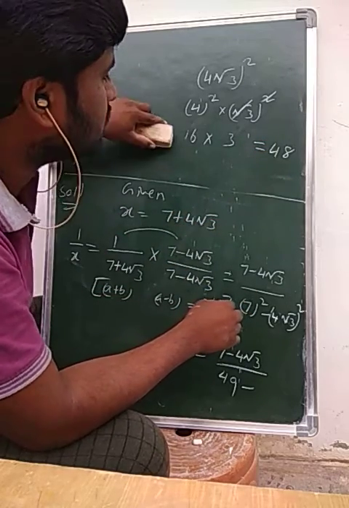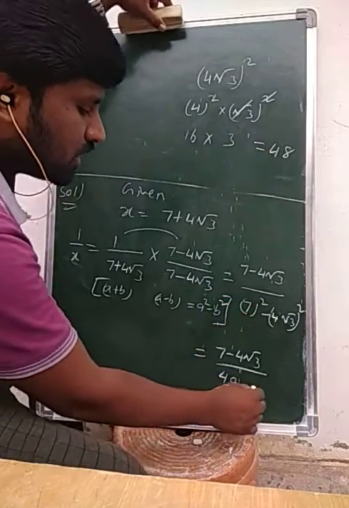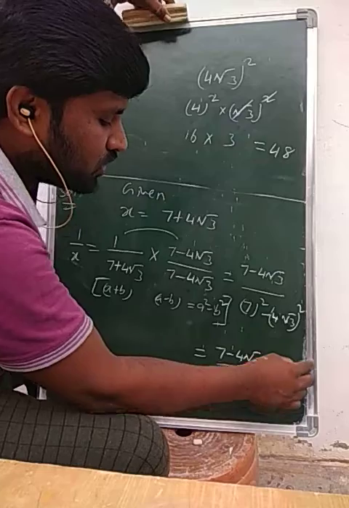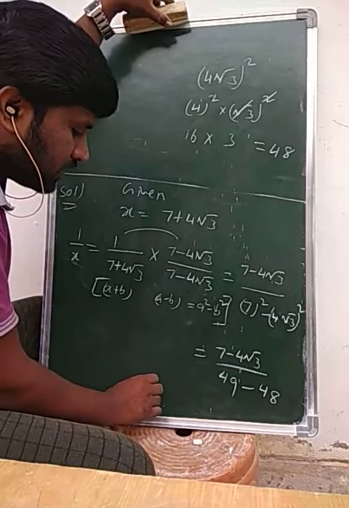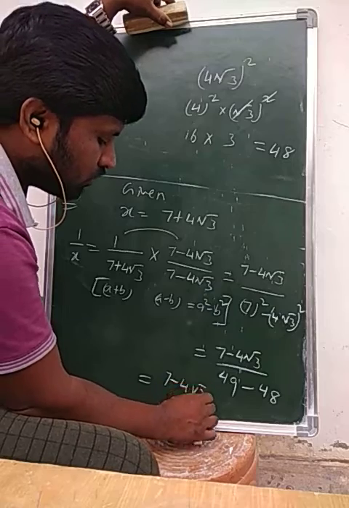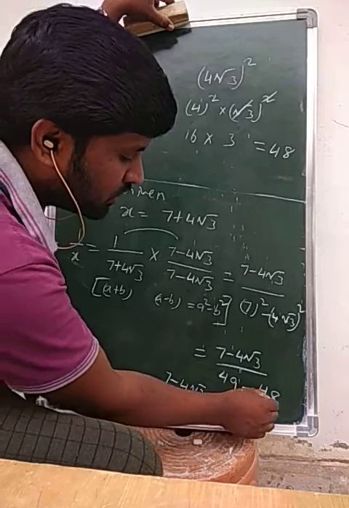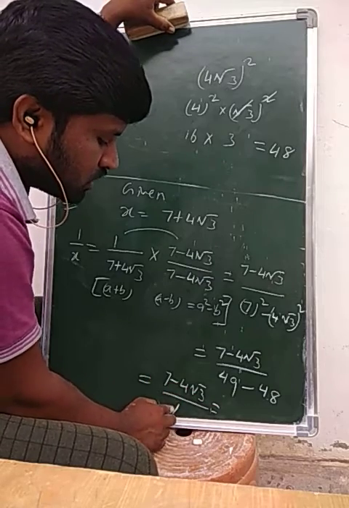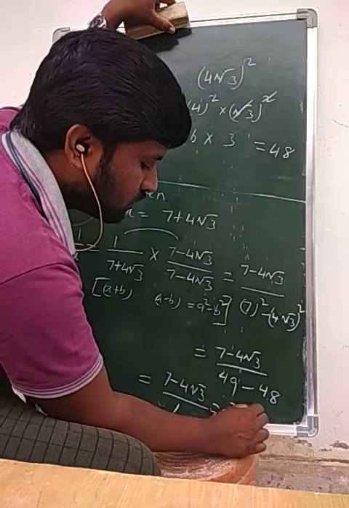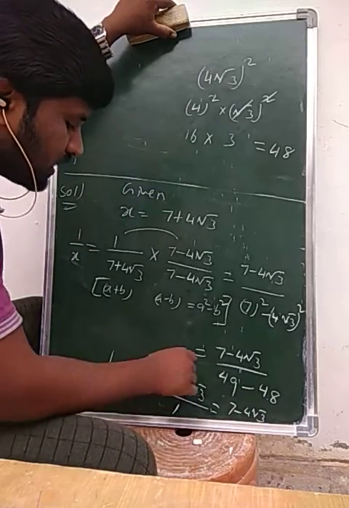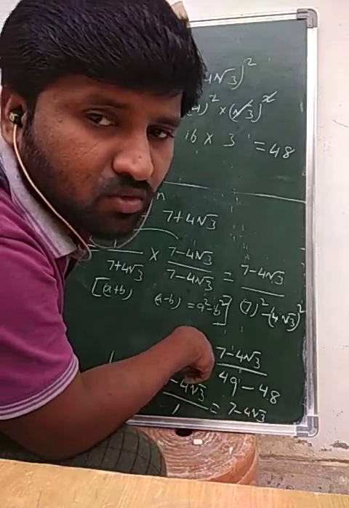16 3s are 48. So clearly you can write it as (4 root 3) whole square, which means 48. So we get here 7 minus 4 root 3 by 49 minus 48, which is 1 only. So 7 minus 4 root 3 by 1, and that is 7 minus 4 root 3 only. So clearly we get 1 by x is equal to 7 minus 4 root 3.